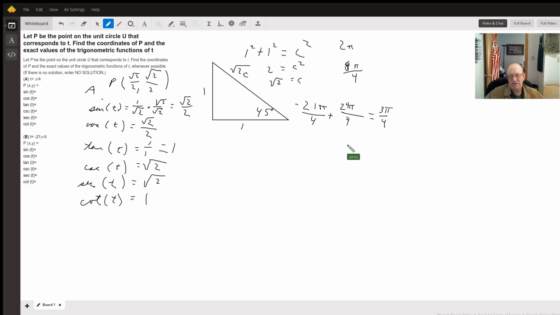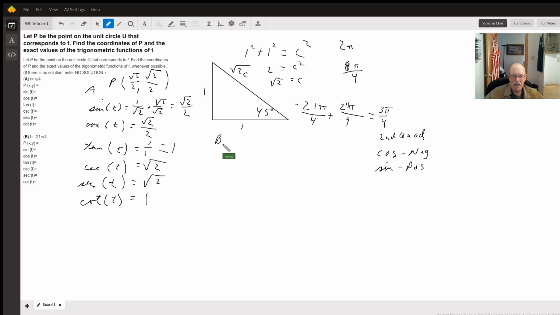Okay. 3 pi over 4 is in the second quadrant. In the second quadrant, cosine's negative, and sine is positive. Okay. Well, the reference angle for 3 pi over 4 is pi over 4. So we can use these numbers for this other angle. And all we have to do is put the right signs with them.